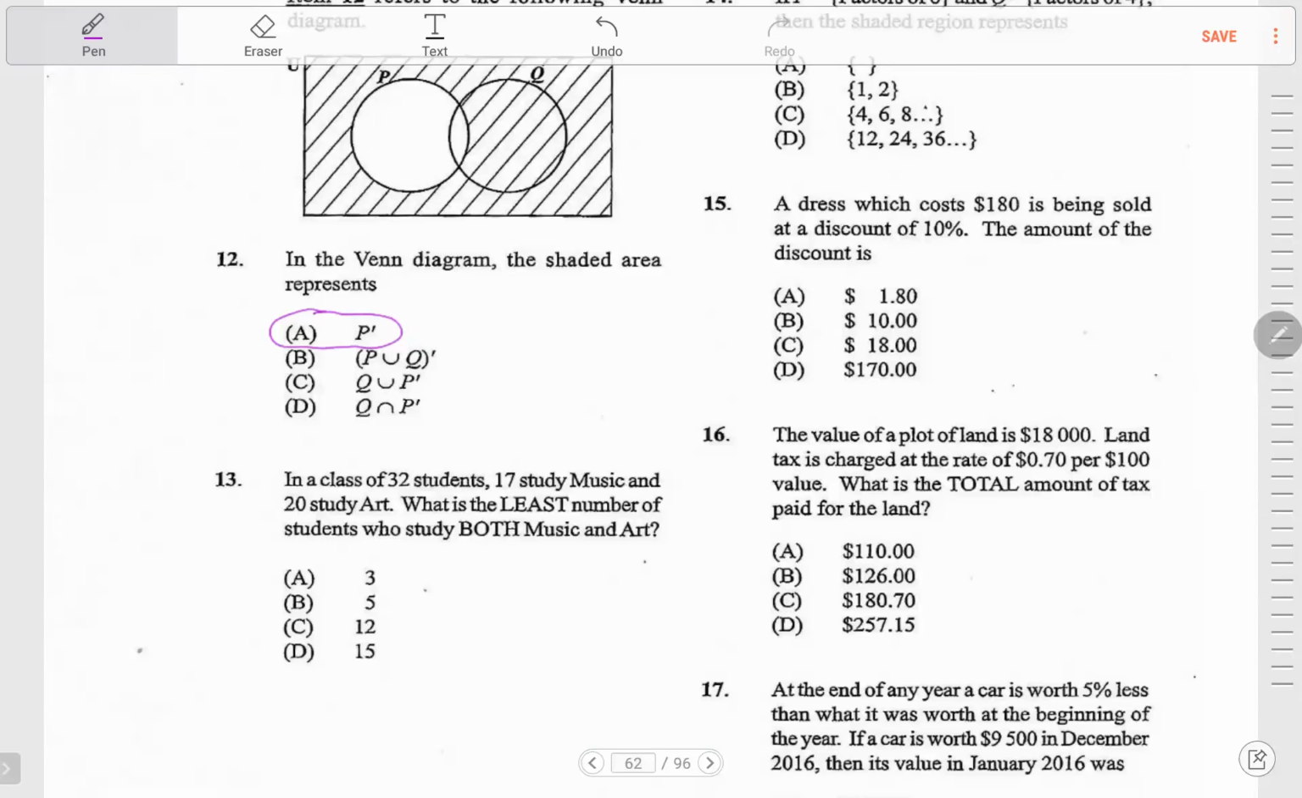In a class of 32 students, 17 play music, 20 play art. What is the least number of students who play both music and art? So it's the same kind of thing. The number in art, plus the number in music, must equal the number in the intersection who play both art and music, plus the number in the union, art union music. Think about that. So what did they say? The number in music is 17.